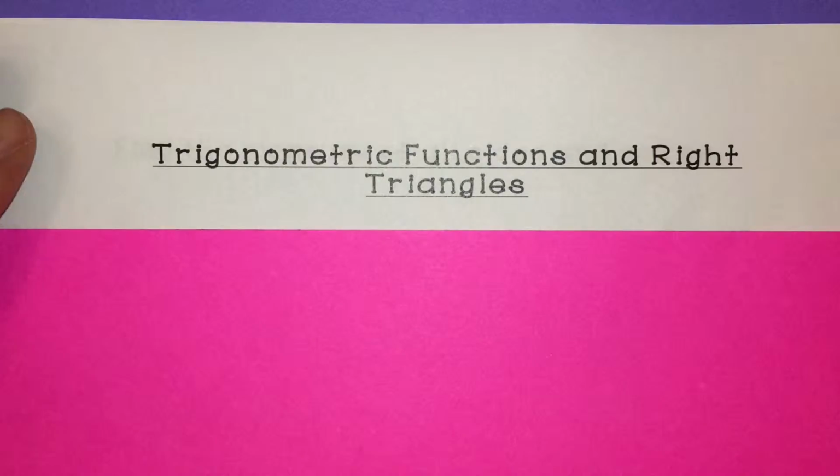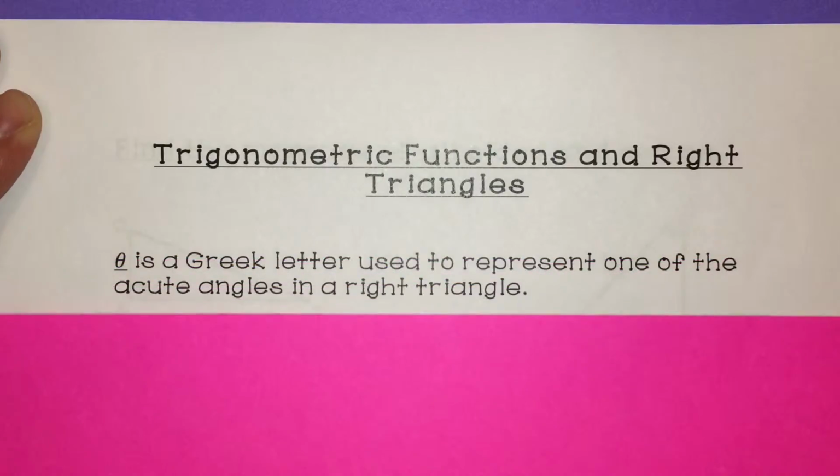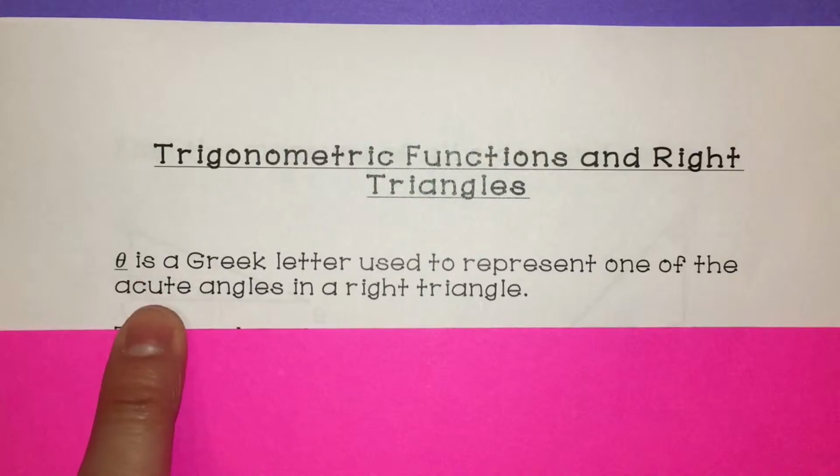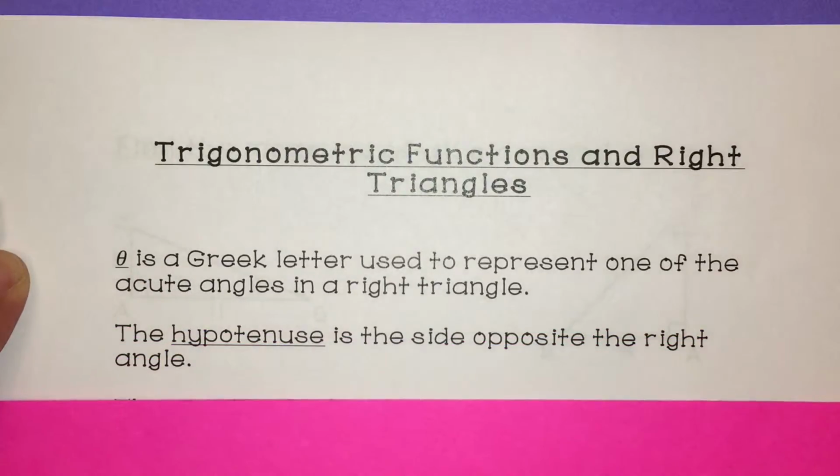This video is on trigonometric functions and right triangles. Theta is a Greek letter used to represent one of the acute angles in a right triangle. Because one angle is 90 degrees, the other two angles together will add up to 90 degrees, meaning they're both acute, or less than 90 apiece.